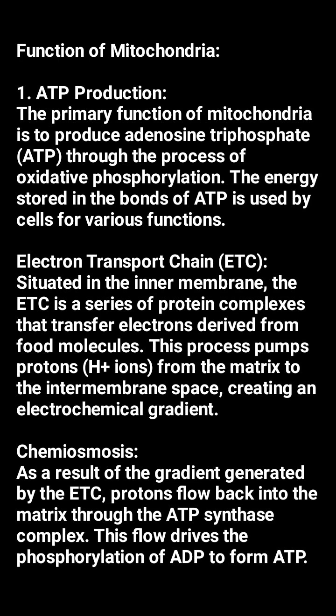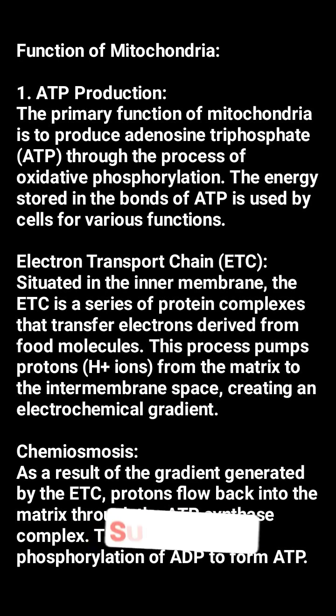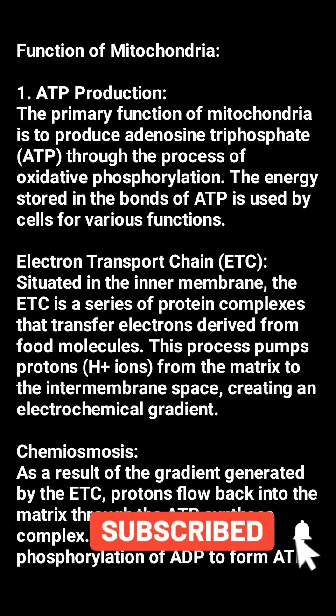The primary function of mitochondria is to produce adenosine triphosphate, ATP, through the process of oxidative phosphorylation. The energy stored in the bonds of ATP is used by cells for various functions. Electron transport chain, ETC, situated in the inner membrane.